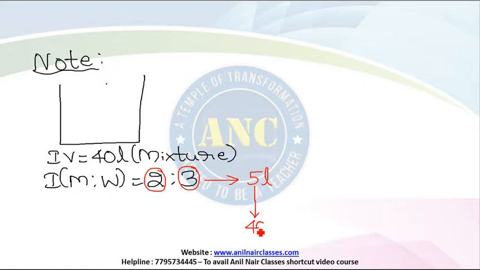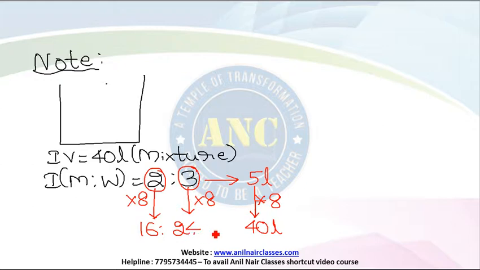But the question says it is not 5 liters, it is 40 liters. 5 into 8 is 40, 2 into 8 is 16, 3 into 8 is 24. That means initially 16 liters of milk and 24 liters of water are present, totally 40 liters of mixture. Now what I will do is, from this initial volume of 40 liters, I will take out 15 liters of mixture.